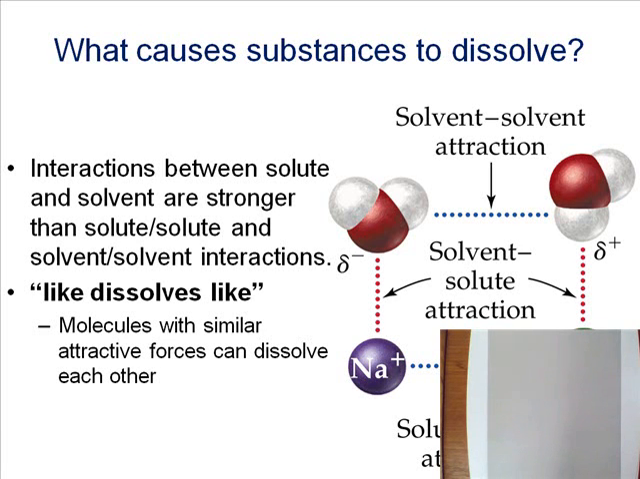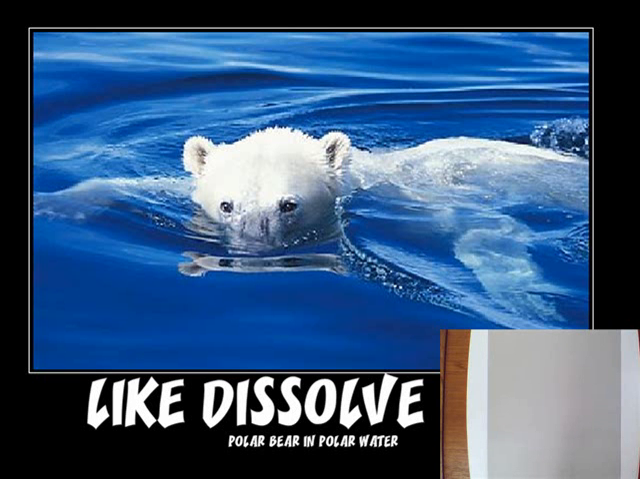So you see here the attraction of the polar negative water to the sodium positive is greater than the attraction of the Na plus to Cl minus, and so the Na plus and Cl minus separate. And here we have, of course, a polar bear in polar water. They clearly do like each other.